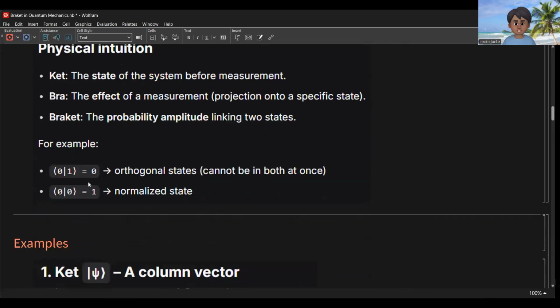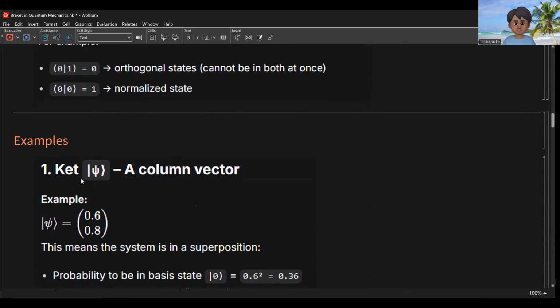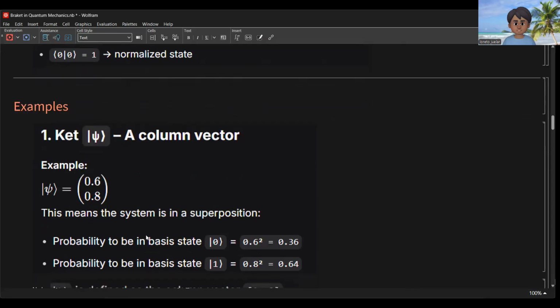For example, here, this is called zero. Orthogonal states cannot be in both at once. So we have the bracket of zero with zero equal to 1. So this is a normalized state. So we have examples here. We have the ket as a column vector, phi as the column vector. This means the system is in a superposition.